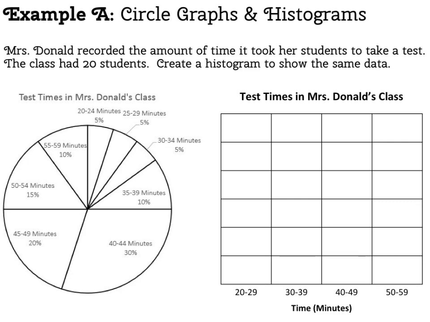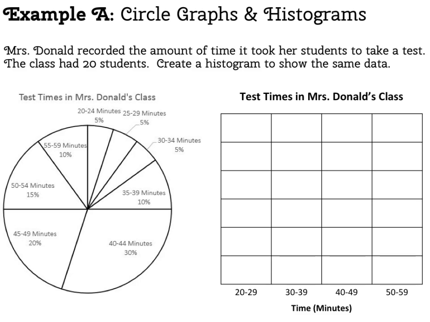So here we are at example A, and it says Mrs. Donald recorded the amount of time it took her students to take a test. The class had 20 students. Create a histogram to show the same data. So she's made a circle graph about the test takers, and we are going to turn that into a histogram.